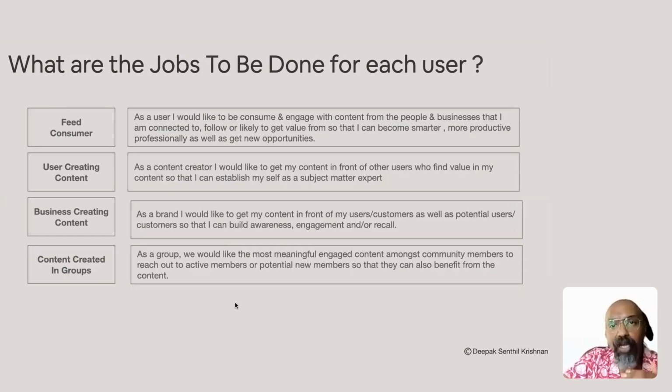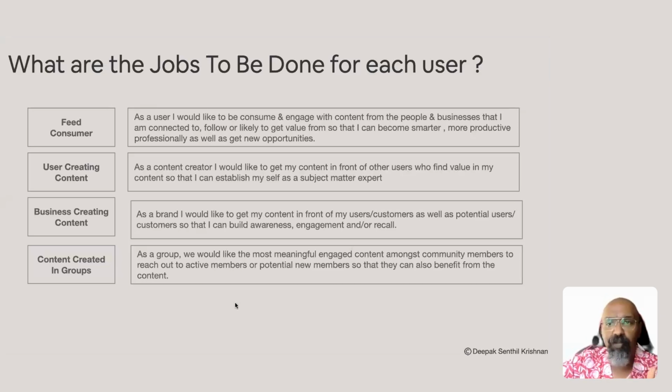So now again, I'm going to use the jobs to be done framework to answer this. As a feed consumer, what is it that I'm trying to achieve? I would like to consume and engage with content from people and businesses that I'm connected to, follow, or likely to get value from, so that I can be smarter or professionally get new opportunities. Ultimately, why are we there on LinkedIn?